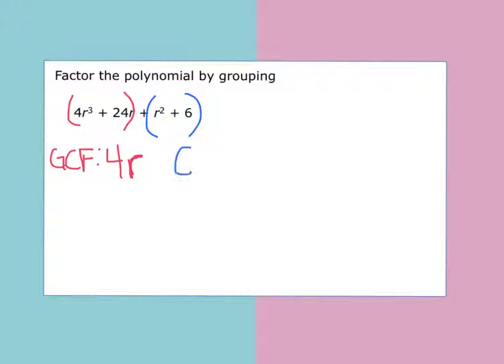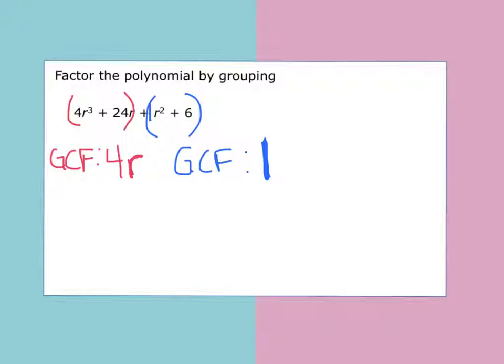GCF for the second term. Notice that you look at the numbers. There's an invisible 1 here. 1 and 6, there's nothing in common except for 1. So I'll just put a 1. And then look at the variables. It has r squared and there's no r with the 6. So the GCF is just 1. It's not common, but it's definitely possible to have your GCF be 1.